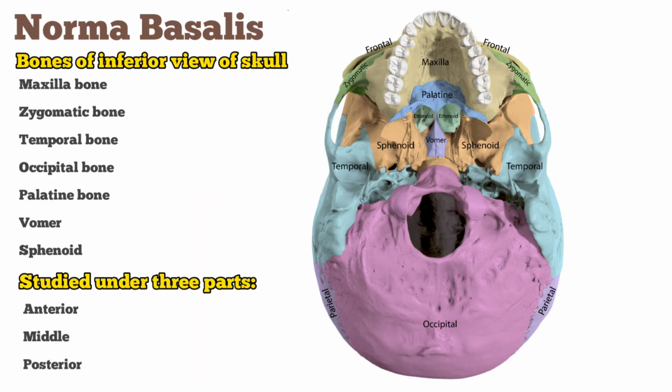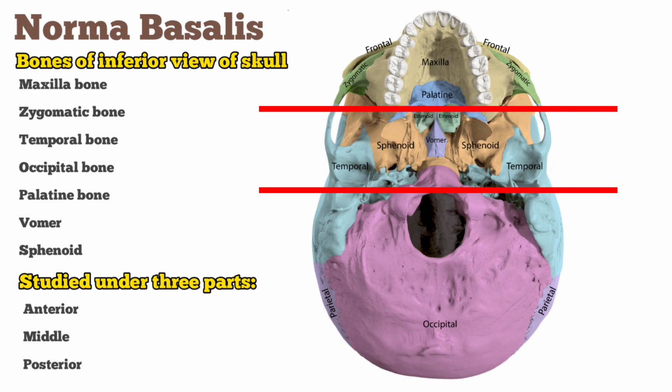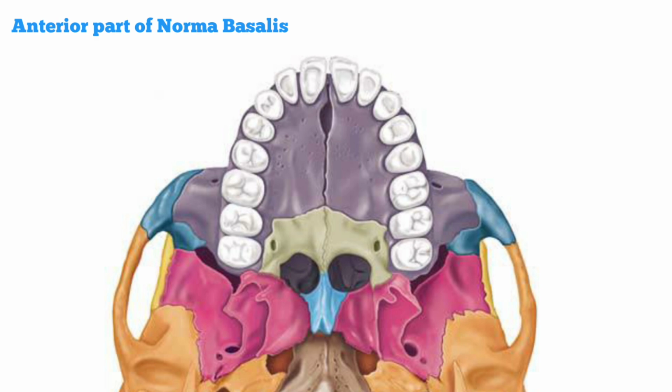Norma basalis. Bones of the inferior view of the skull: maxilla bone, zygomatic bone, temporal bone, occipital bone, palatine bone, vomer, and sphenoid. Studied under three parts: anterior, middle, posterior.